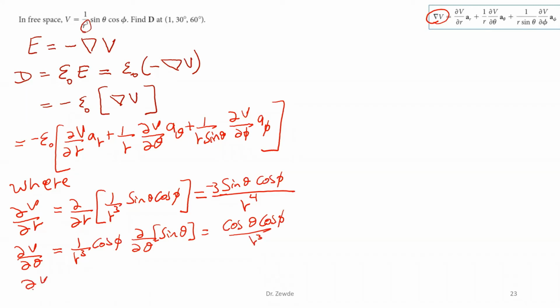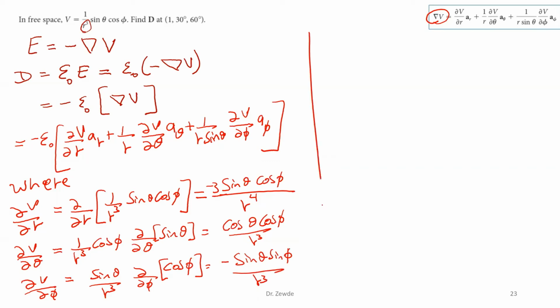And the last one is the partial with respect to phi. Now, in that case, sine theta over R cubed is constant, so the partial is with respect to phi, and we have cos phi. The derivative of cosine is minus sine. So it will be minus sine theta sine phi over R cubed. So therefore, the flux density D is minus epsilon naught times this gradient.